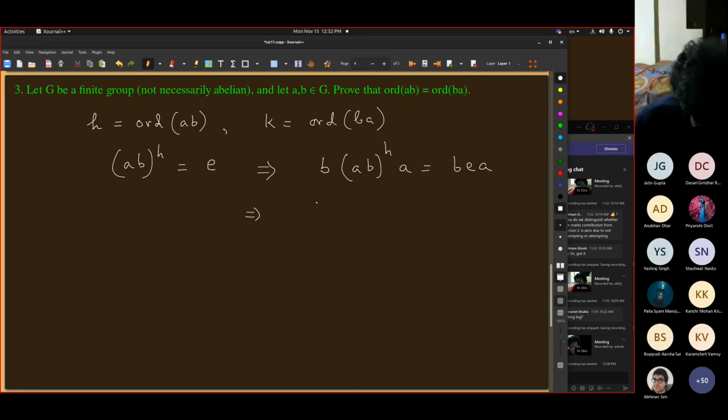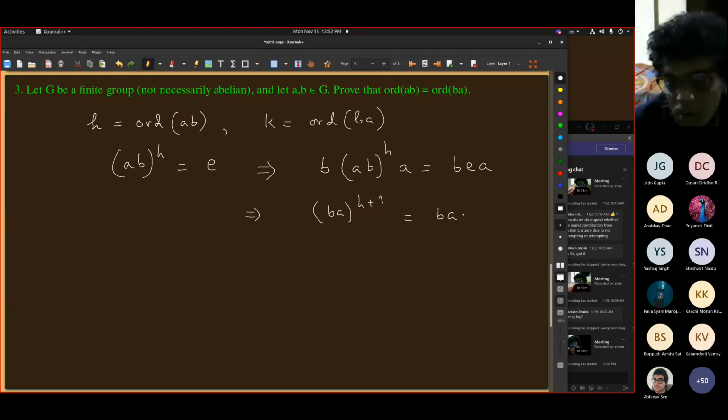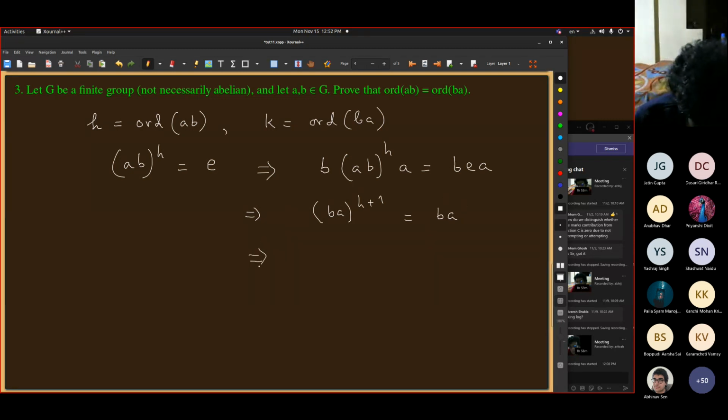(BA) to the power H plus 1. And the right side? E is the identity, so this is just B, right? And in any group, cancellation always holds. So I can cancel one instance of BA from both sides. And this gives me (BA) power H is equal to E.